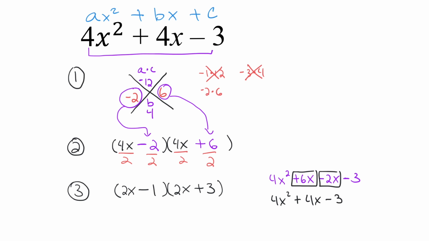So we don't have more like terms. The only like terms are the ones in the middle, 6x minus 2x. So notice 4x squared plus 4x minus 3 is the same thing as the trinomial that we started with. So that's the idea. When you factor, you want to find the factors that will multiply to this trinomial. So we know that those 2 factors, 2x minus 1 times 2x plus 3, will give you back this trinomial.